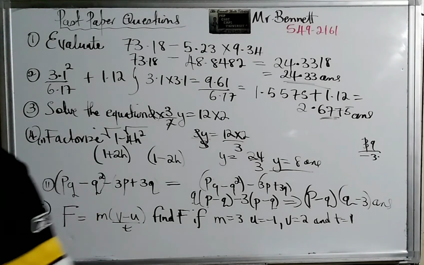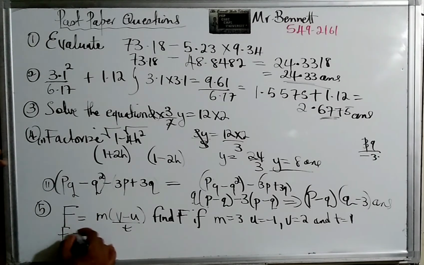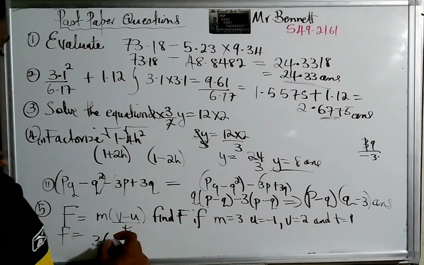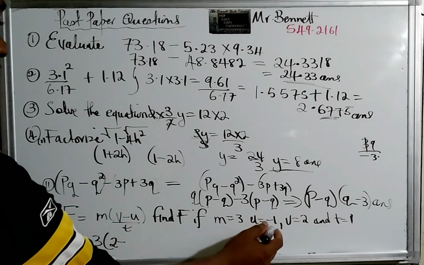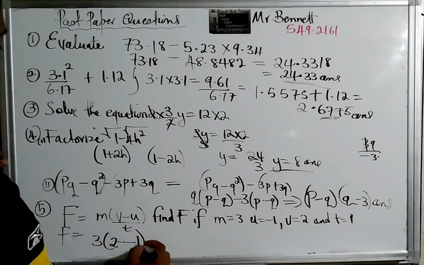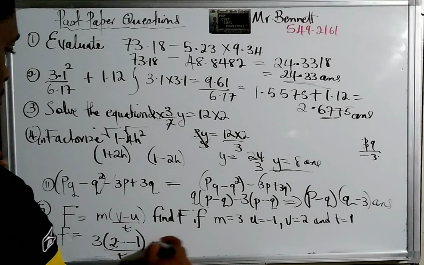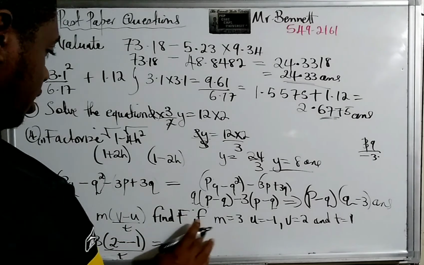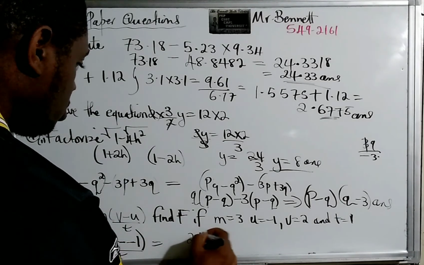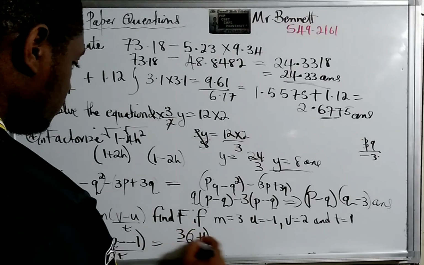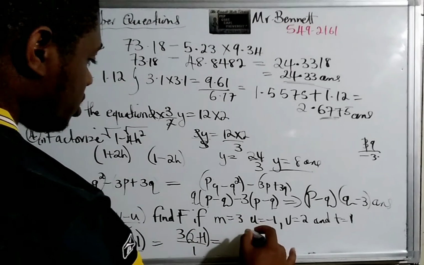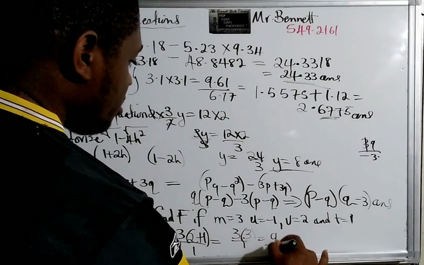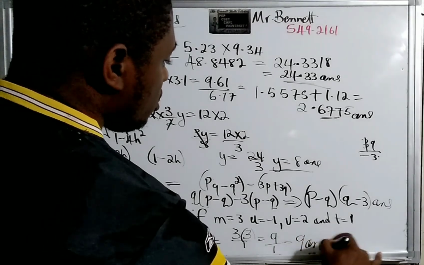So now we're just going to substitute the values and solve, right? What is m? m is 3, so we put 3 there. v is 2. Put the minus u, which is minus 1, over t, which is 1. Now this in the bracket here is a trick. When two negatives are multiplied, we get a positive, so it will be 2 plus 1 over 1. We work out what's in the bracket. That will give us 3 times 3 divided by 1. So that is equal to 9 over 1. That is equal to 9.